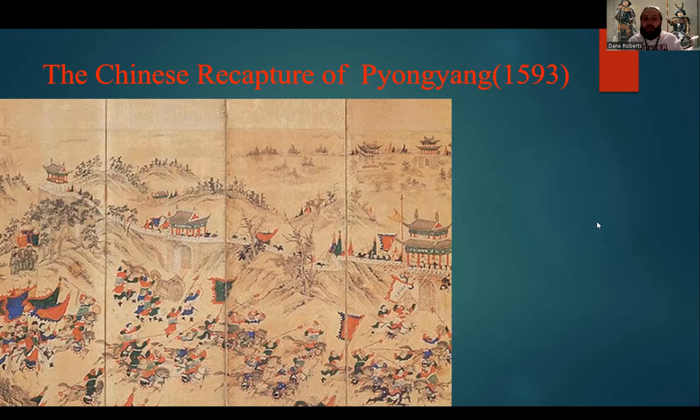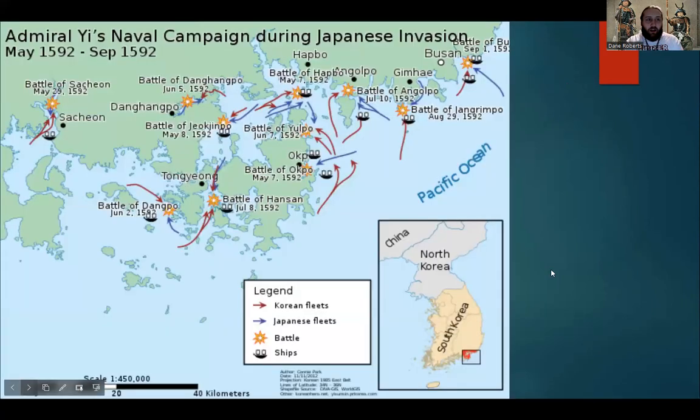And with this counteroffensive, the Chinese army was able to recapture most of the major cities, such as Pyongyang, and defeat the Japanese army in several pitched battles. Of course, they lost some pitched battles as well, but generally the Chinese began to win more battles than they lost.